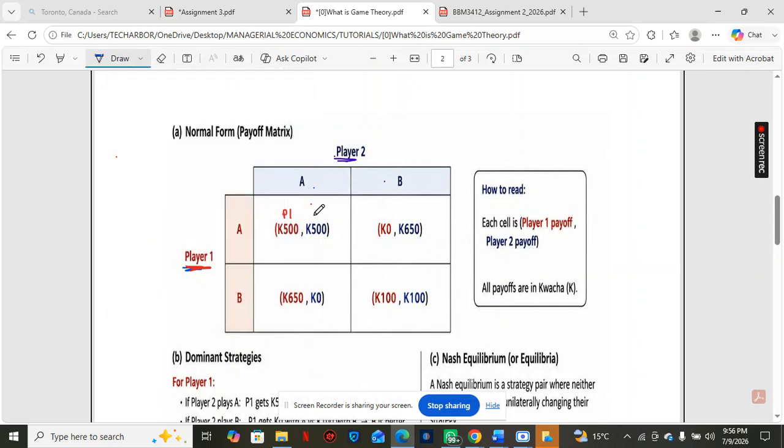Yes? Yes, go ahead. Game theory and market structures. Yes.